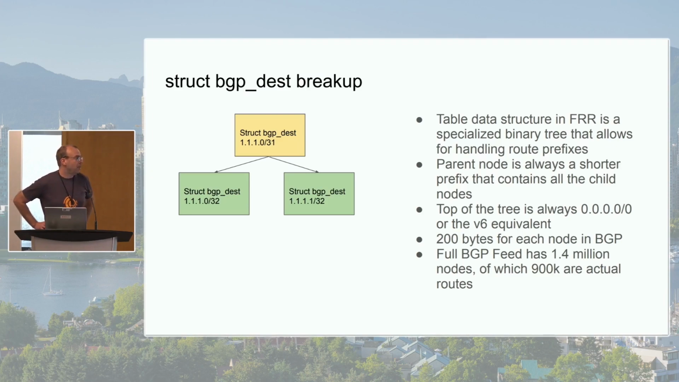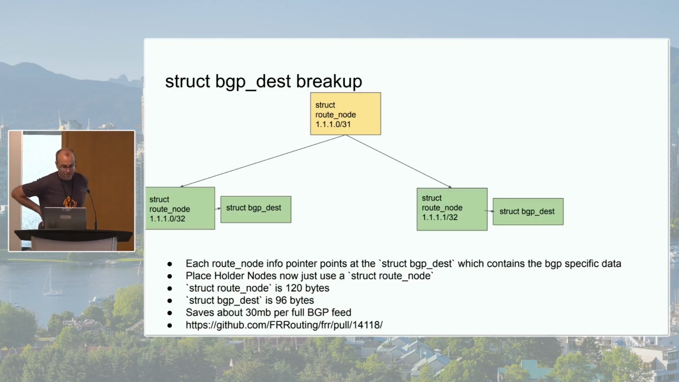And the nodes that don't actually have BGP data associated with them, we were allocating BGP data for. So what we ended up doing, we used the struct route_node for all as holder nodes, and if we had BGP data, we have an info pointer off of it which points to struct bgp_dest. So the end result is that the struct route_node is now 120 bytes, the bgp_dest is 96 bytes, and that saves about 30 megabytes per full BGP feed.